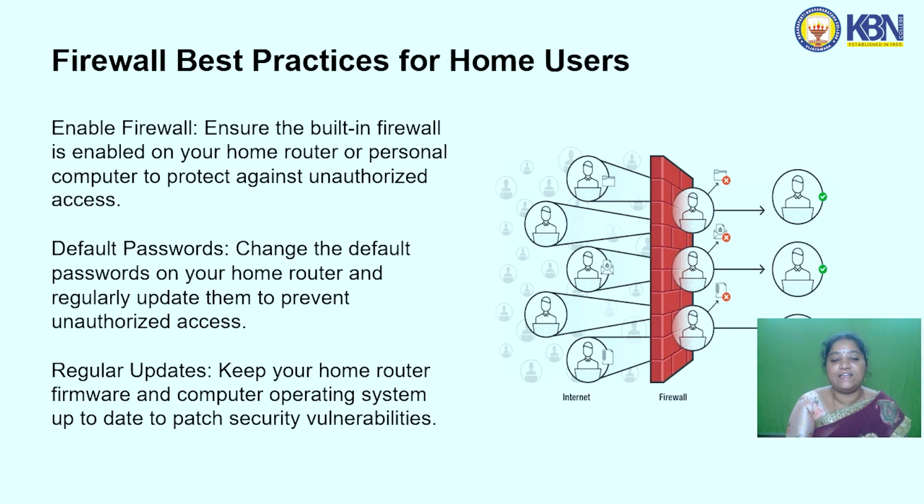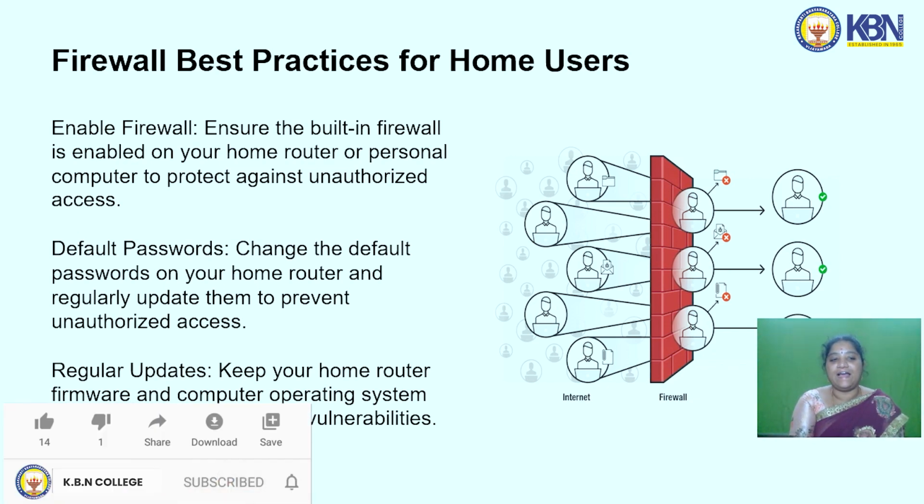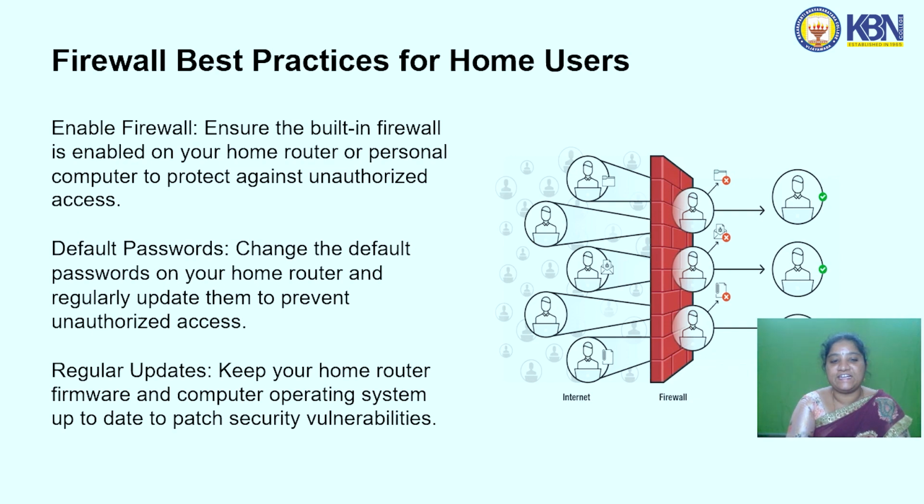Now the firewall best practices for home users are: enable the firewall, change the default password, and regular updates. The home user should ensure the built-in firewall is enabled on home routers or personal computers to protect against unauthorized access. Now the default password: we can change the default password on our home router and update it regularly to prevent unauthorized access. And regular updates keep your home router firmware and computer operating system up to date to patch security vulnerabilities. These are the firewall best practices for home users.